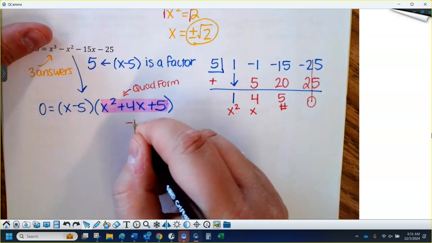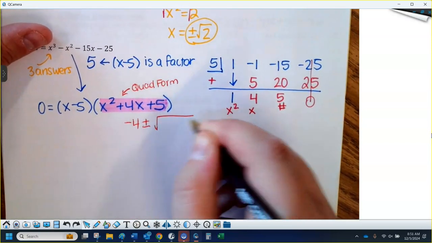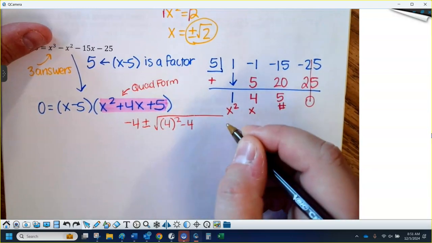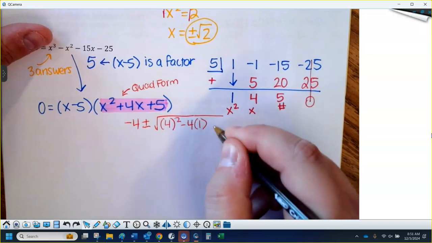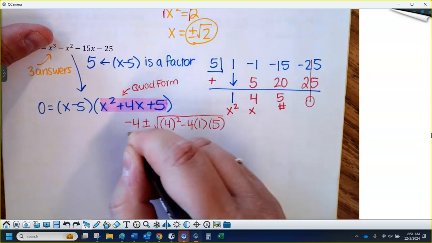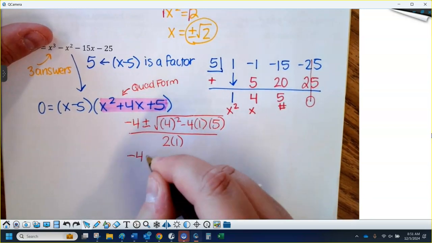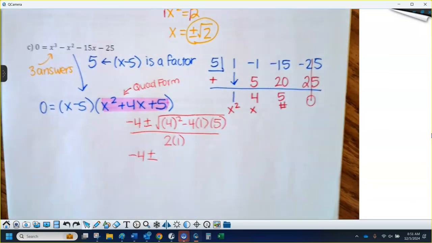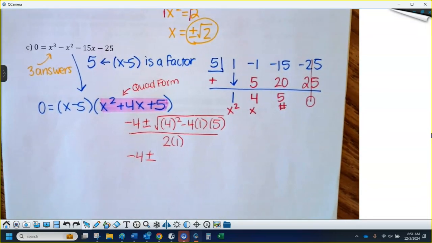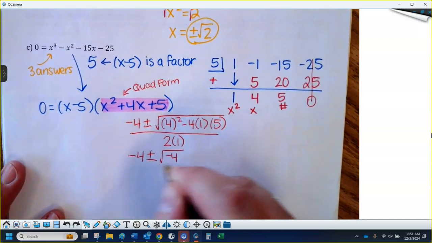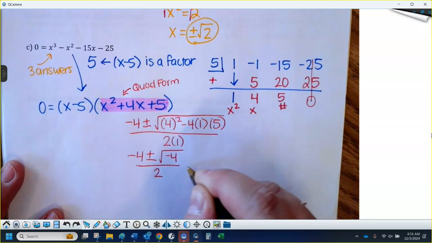So I'm going to do the opposite of b, -4, plus or minus the square root. B squared would be 4 squared here. Minus 4 is part of the formula for the quadratic formula. The a value is 1, the c value is 5, everybody over 2a, so it's going to be 2 times 1 here. Totally up to you how you want to do it. What I usually do is the discriminant on my calculator. So I'm going to do 4 squared minus 4 times 1 times 5, which is going to give me -4 under my square root.